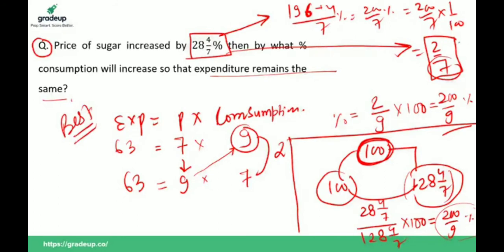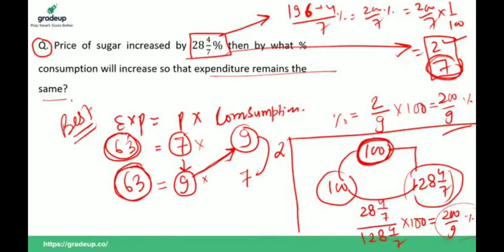What you need to do is take 7 as the initial price, and this is the increment in the price, that is 9. Let consumption be 9. Then expenditure will become 63, and expenditure should be the same. If this is 63, this is 9, then this should be 7. So consumption decreased by 2 at 9. Then what at 100? So these are two methods. You can go by either of these two methods.